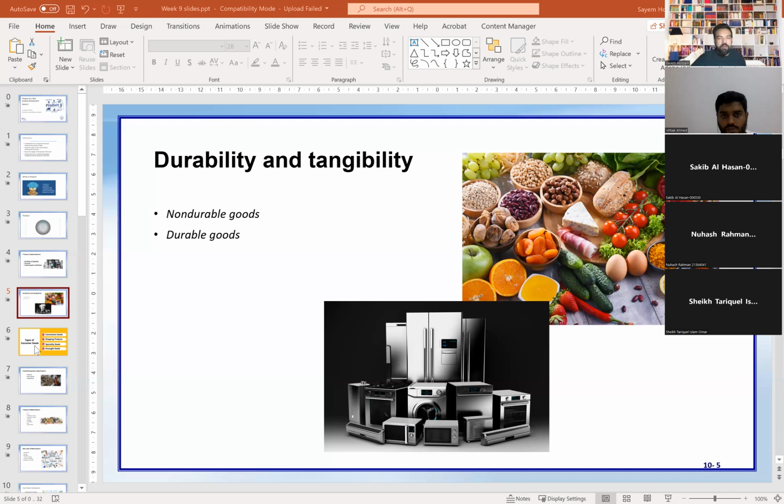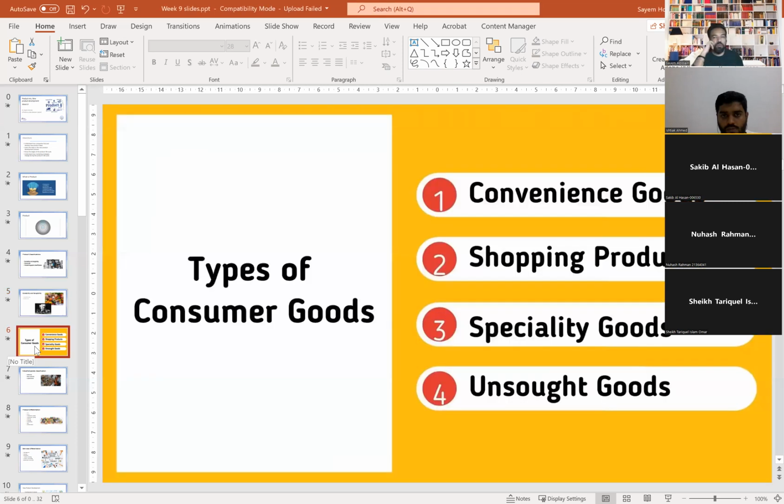Now, let's talk about consumer goods. What is a consumer good? When it comes to how consumers actually use the product, we can classify the product into these 4 different categories: convenience goods, shopping goods, specialty goods, and unsought goods.